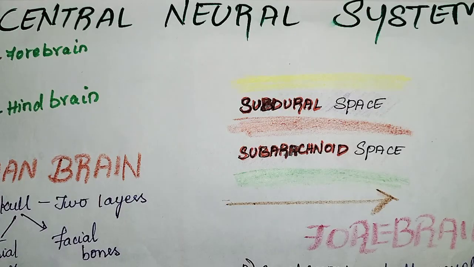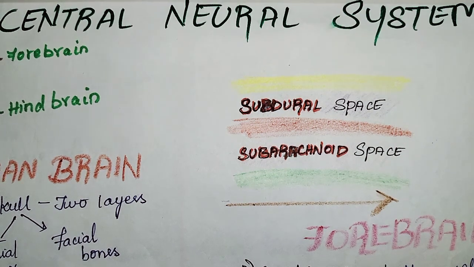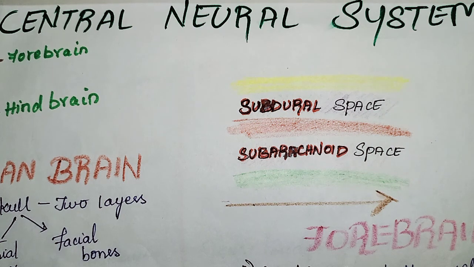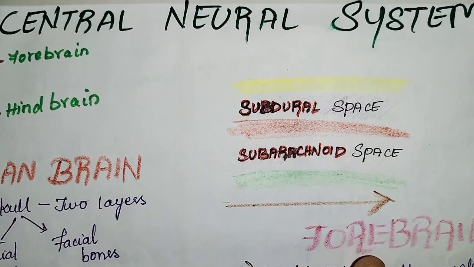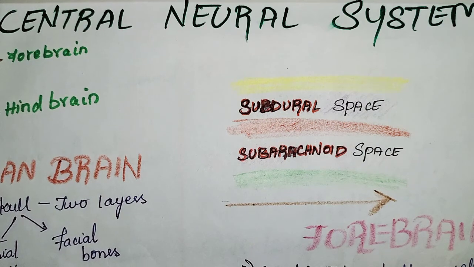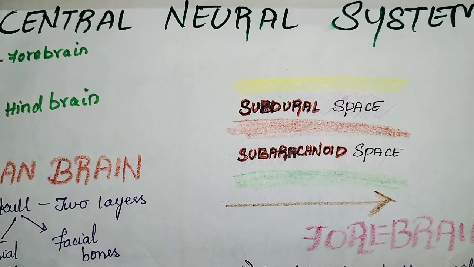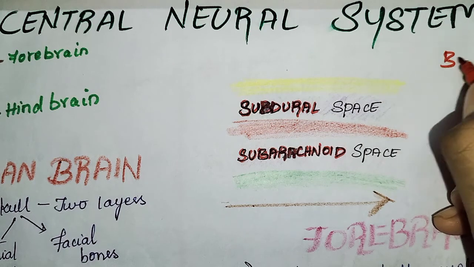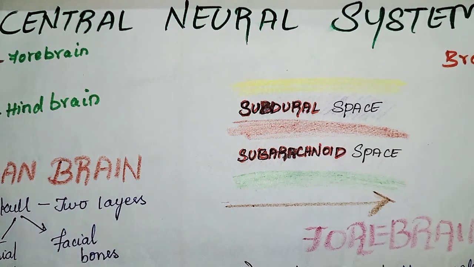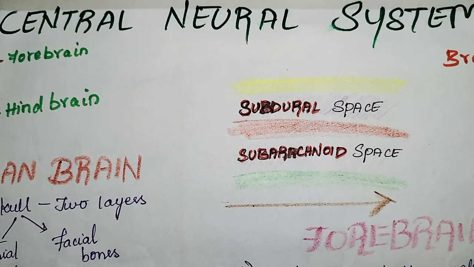Okay, now we will move on to the central nervous system. We know that we have two types of system in the neural system: the peripheral nervous system and the central nervous system. So first we will see about the central nervous system, that is, about the brain. First we will see about the brain in this video and about the spinal cord in the next video. Okay, the brain has three parts.